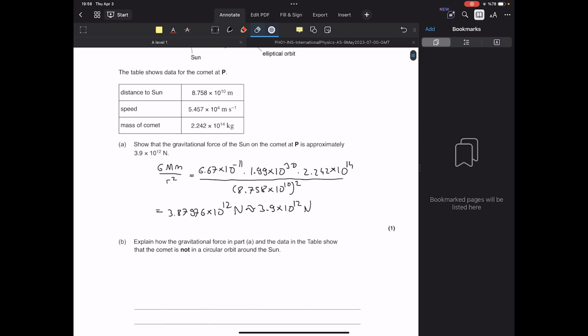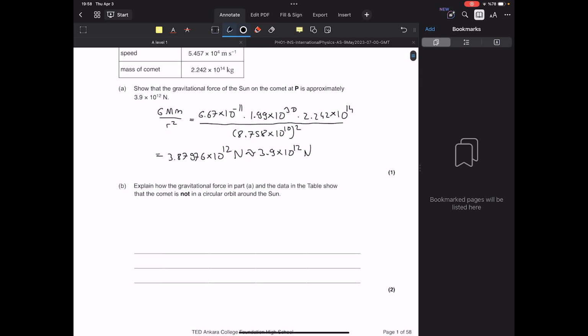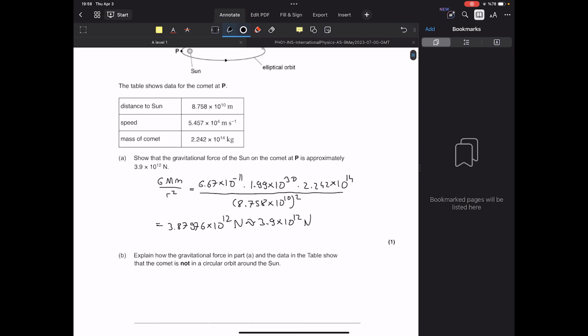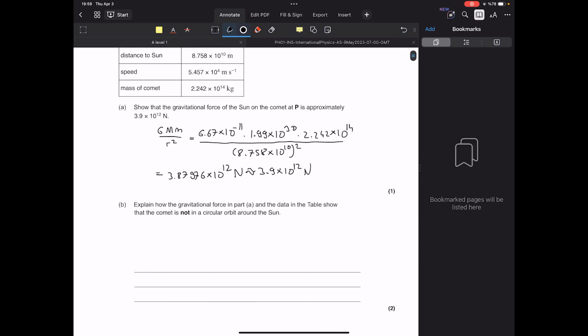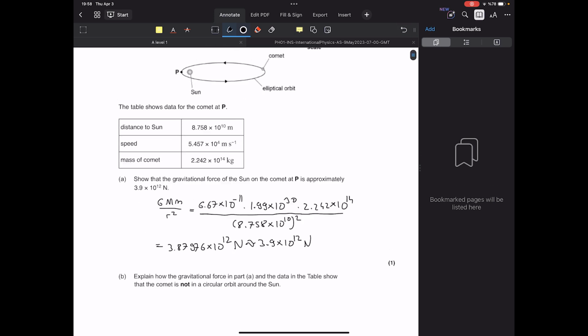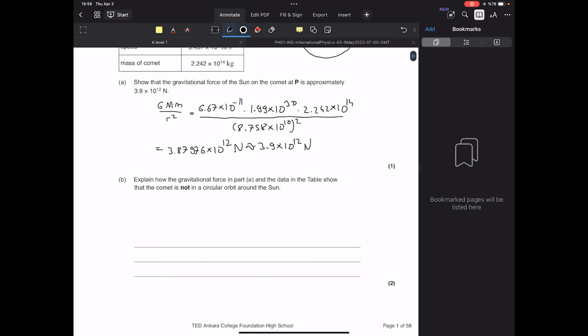All right. So next, we are asked to show that the gravitational force and data show that the comet is not in circular orbit. We are also told the comet is in elliptical orbit, but we need to prove that it's not in circular orbit with this gravitational force. Now, here's the thing. If an object was in a circular orbit, then the gravitational force acting on the comet would be equal to mv squared over r, which is the centripetal force. So GMm over r squared will be equal to mv squared over r.